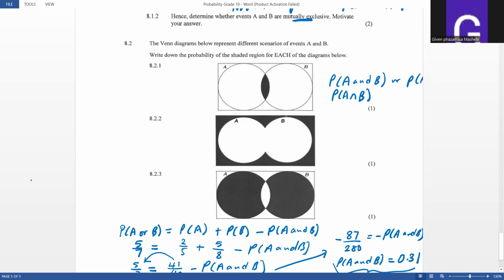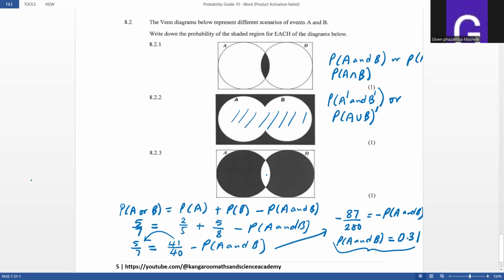How about this one? This is the same as the probability of not A and not B. It's not A and not B, the shaded one. Or you can just say, because this is A or B, this is the probability of (A or B) not. It's (A or B) not because it's not A or B. Or you can say not A and not B. So these two things are the same.